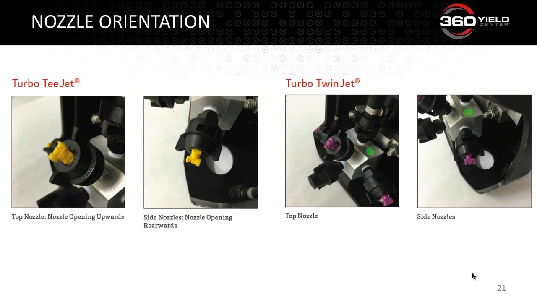And then Turbo Twin, we have pictures here on the top nozzle. This is just more important to make sure that it's the orientation, that it's not sideways, that it's up and down, because the angle of those flat fans, you're going to get a lot better coverage with it facing vertical instead of horizontal. And then on the side nozzle, same thing. You'll want to make sure it's horizontal, not vertical in that case.